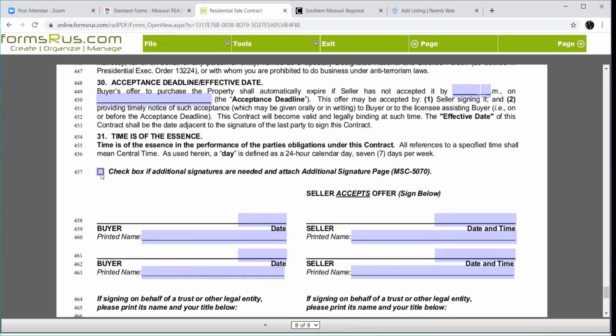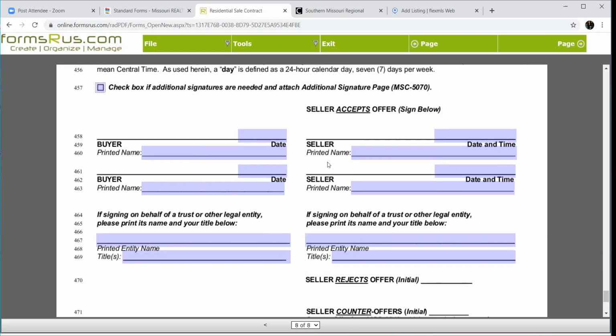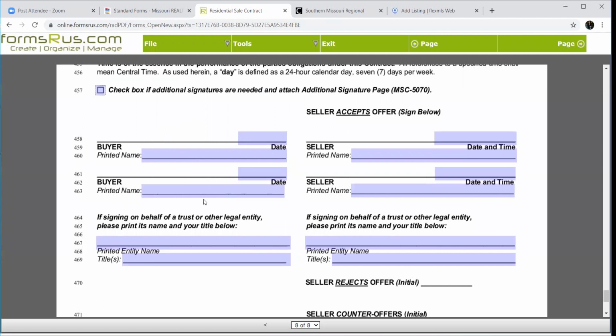If you've got additional signatures, you can check this box. And it says here, a day is defined as a 24-hour calendar day, 7 days a week. So holidays count. Keep that in mind. Just because we've got a holiday next Monday, it still counts in your real estate time periods.